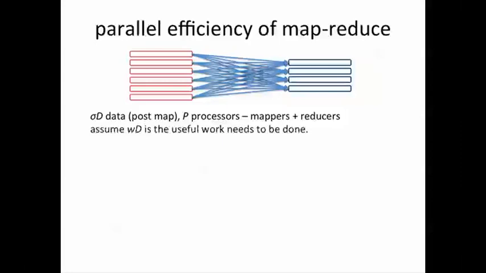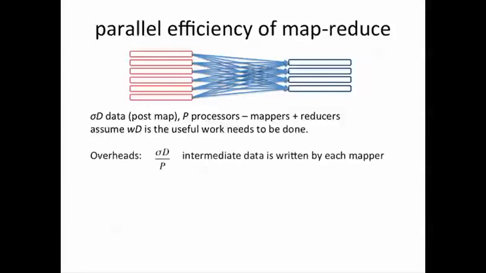Also, the algorithm itself is assumed to do WD useful work. W is not necessarily a constant. It could be d squared or something like that. But the point is that there is some amount of useful work being done, even if you have a single processor, and that's WD. Now let's look at the overheads of doing the computation WD using MapReduce.